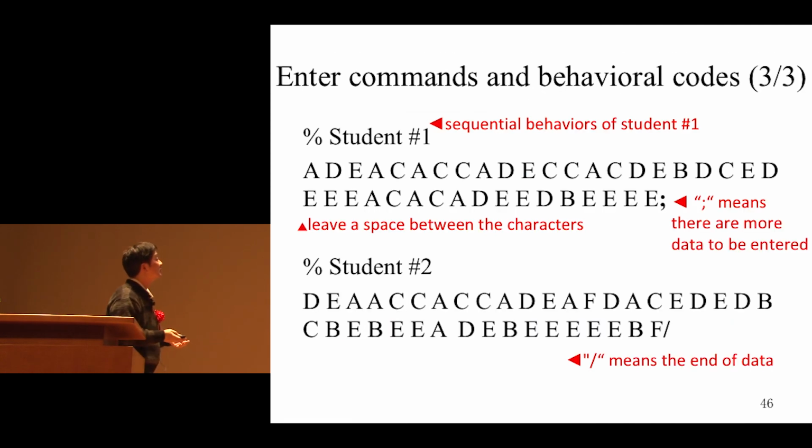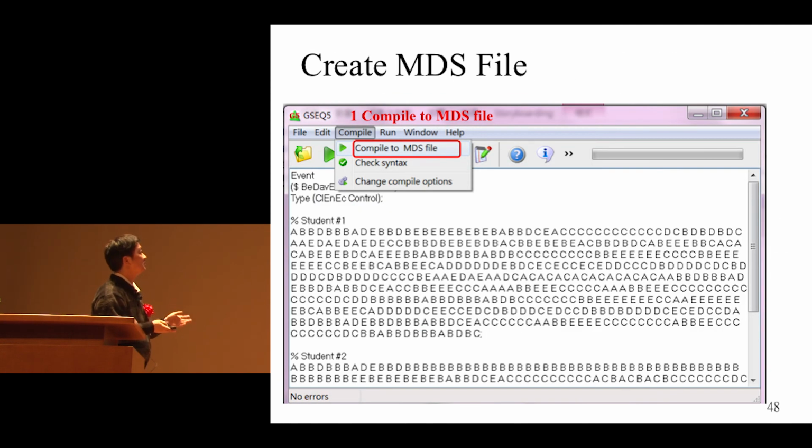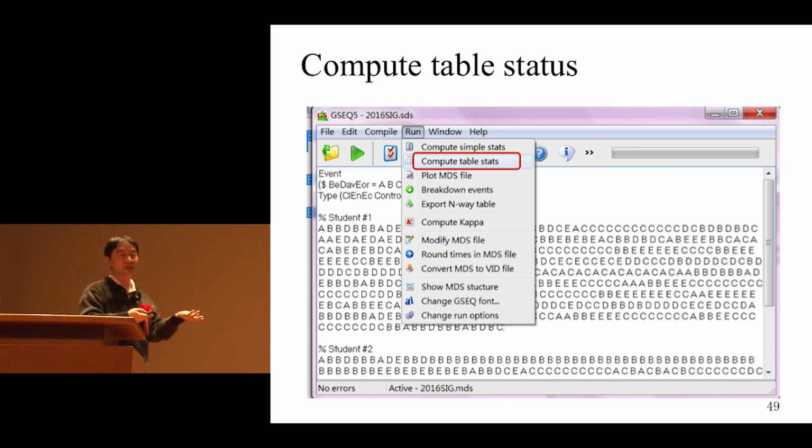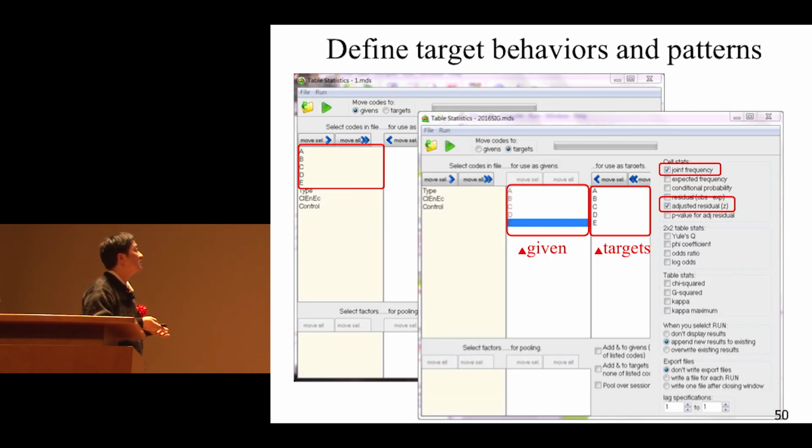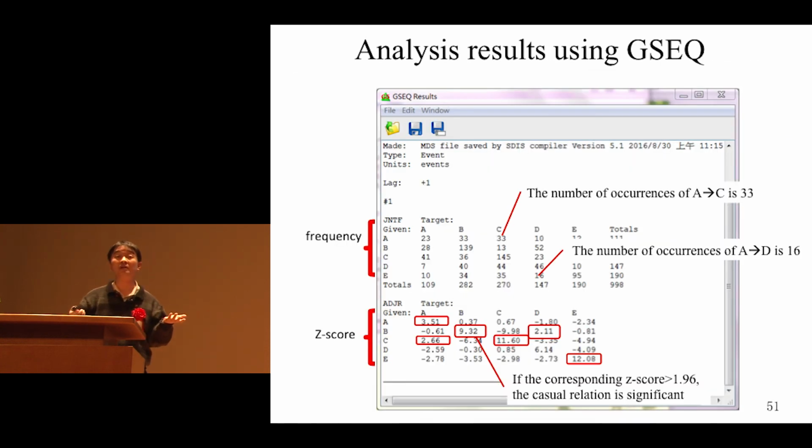And then we just select some options and functions. We click on this button, join the frequency, and adjust the residuals. That means computing the z-score, and then we get these two tables. This is the first table: the number of occurrences from one behavior to another. And this is the z-score table.